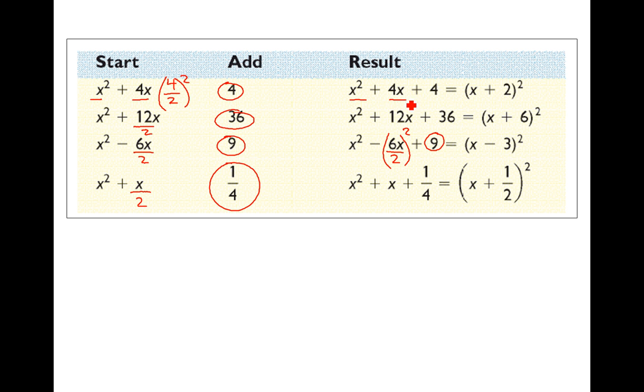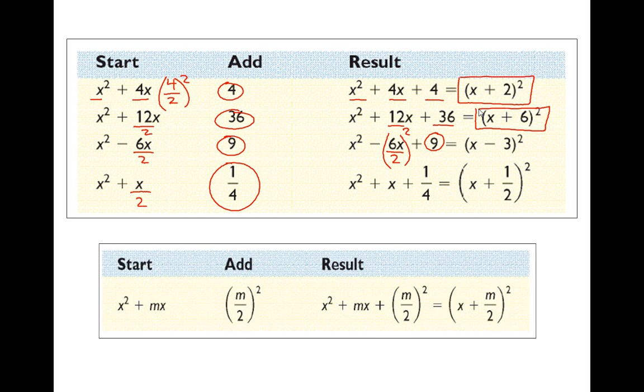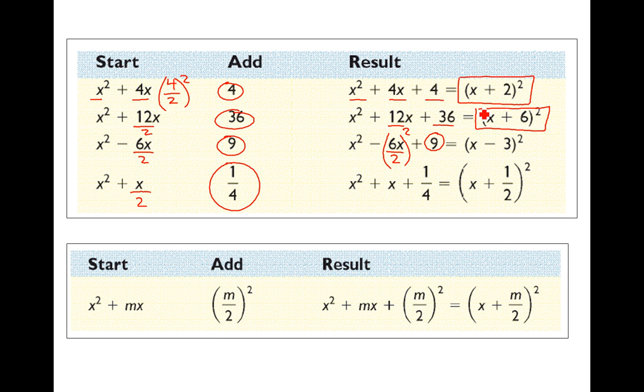x squared plus 4x plus 4 turns into (x plus 2) squared. x squared plus 12x plus 36 is (x plus 6) squared. So here's the rule. If you have x squared plus mx, you're going to add (m over 2) squared. You're going to end up with x squared plus mx plus (m over 2) squared, and that's going to factor to (x plus m over 2) squared.